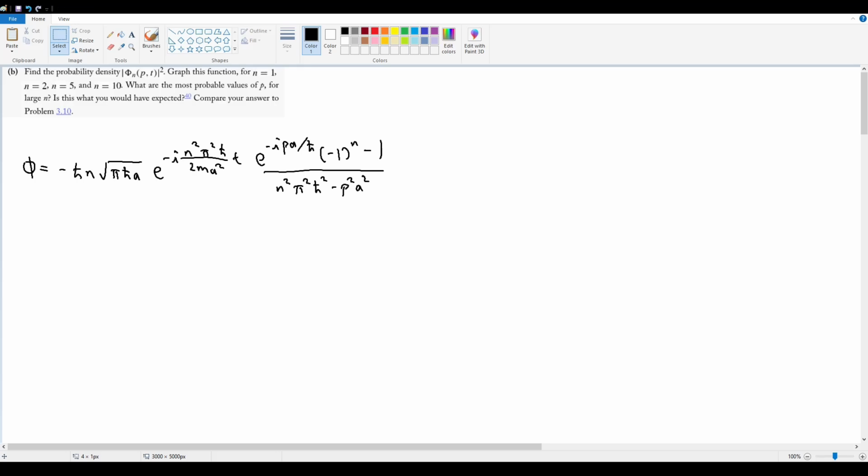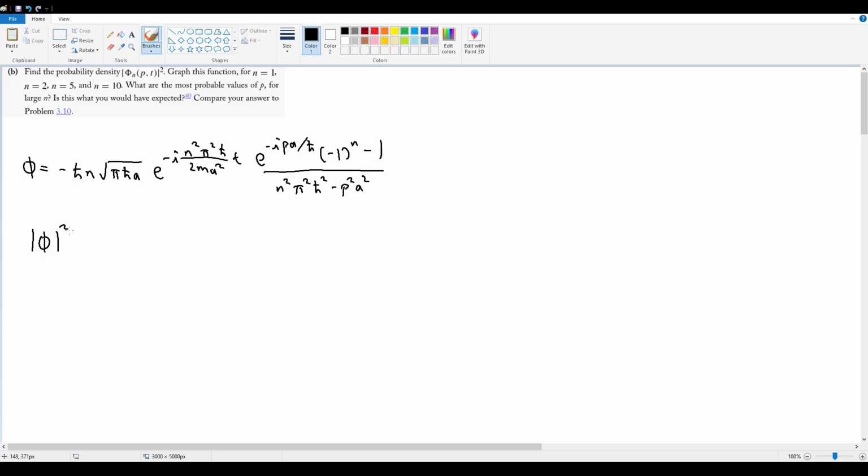Okay, part B has multiple portions, so let's just do them one by one while ignoring the stuff below so that we don't get overwhelmed. First part, find the probability density, magnitude squared of phi. So ignore everything else, let's just do that first.